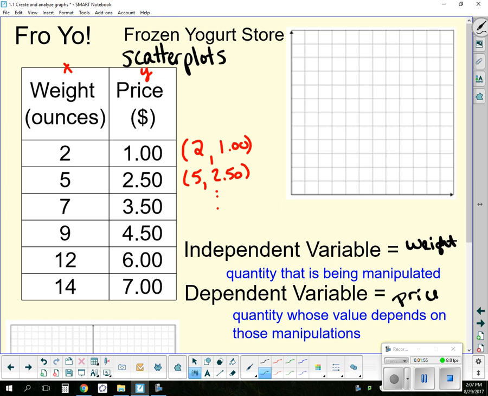The price depends on the weight. The weight doesn't depend on the price; the price depends on the weight. Okay? Independent variable, that is your x value. Dependent is your y.